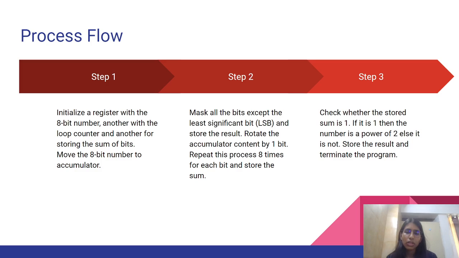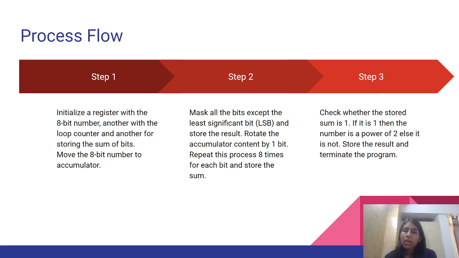Now our second step would be to extract the least significant bit and store the result, whether that is 1 or 0. If it is 1, we will add it to our sum counter, otherwise we would skip that step and then we would rotate the number and repeat this process 8 times for each bit and finally store the sum.